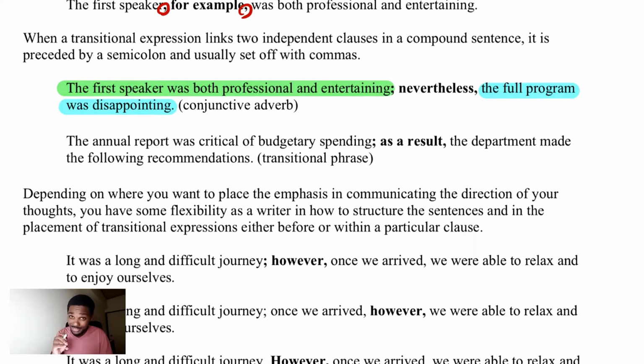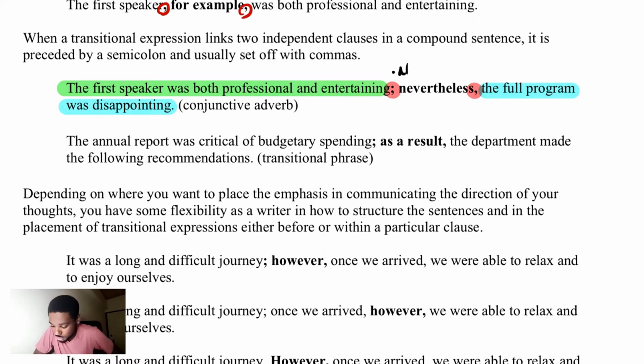So if you want to connect them, just to really make it clear what the relationship between them is, then you throw in the transition, but instead of surrounding it by commas, you have your semicolon, and then you have your comma, right? Or you can actually have a period here, and then you start it with a capital letter. You can do it either way.